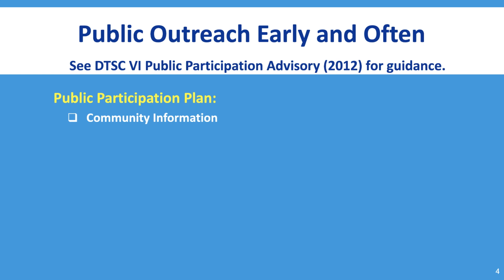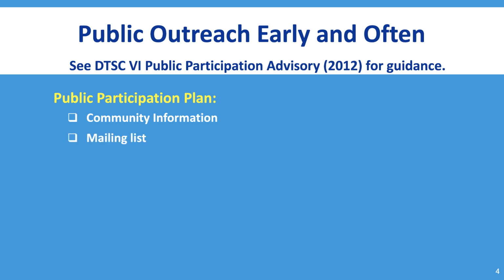At the beginning of an investigation, a public participation plan should be developed as soon as possible. DTSC's Vapor Intrusion Public Participation Advisory provides in-depth guidance on developing a plan. Here I'm going to briefly highlight some of the major components that should be included in every public participation plan. The plan should include community information. This includes things like land use and languages used by the community.